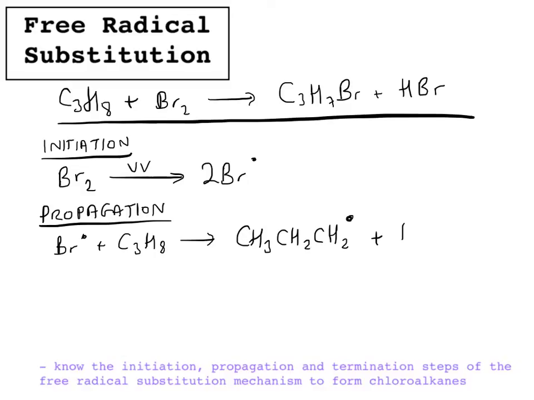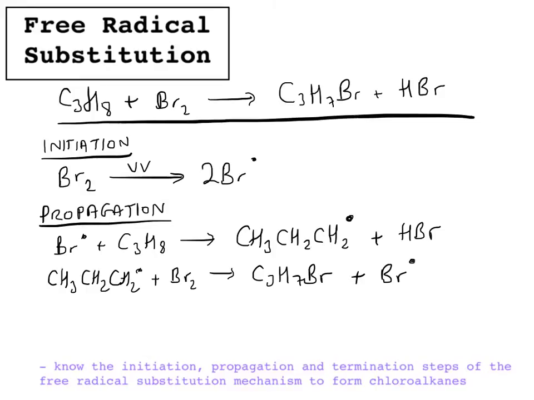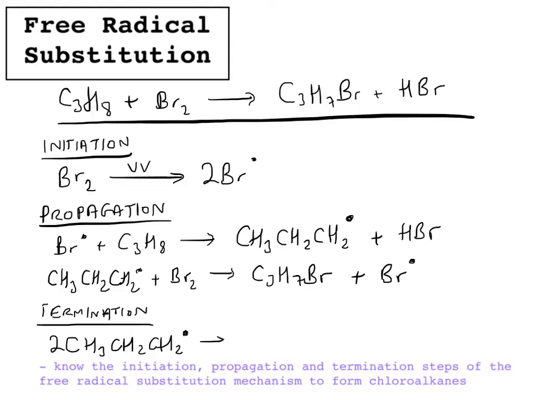And you'll also make HBr. And then your CH3, CH2, CH2 dot will react with Br2, and that will make C3H7Br. Now we haven't got free radicals, we can write it as a molecular formula, and you'll recreate your bromine free radical to react again in the first propagation step. And then your termination step is where two free radicals react together. So in this case I'll have two CH3, CH2, CH2 dots to create C6H14.